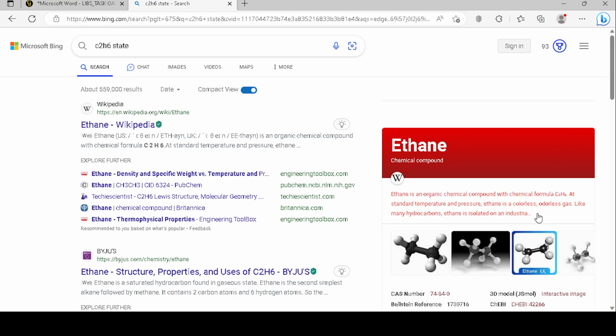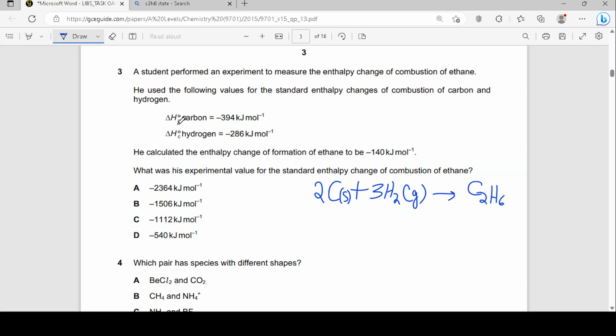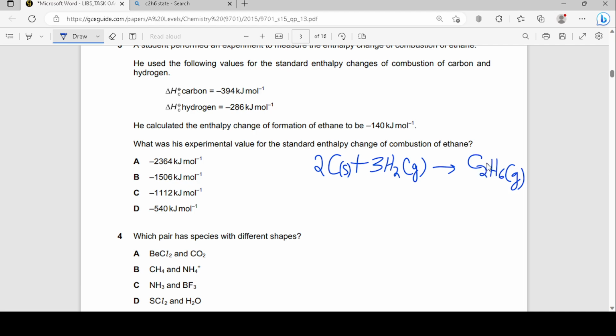It's standard temperature and pressure, so it's a gas. You should know that, I suppose. It does have only two carbon atoms, so that makes sense. Anyways, that's not what the question is asking. So let's continue. This is 2CO2 gaseous plus 3H2O liquid.